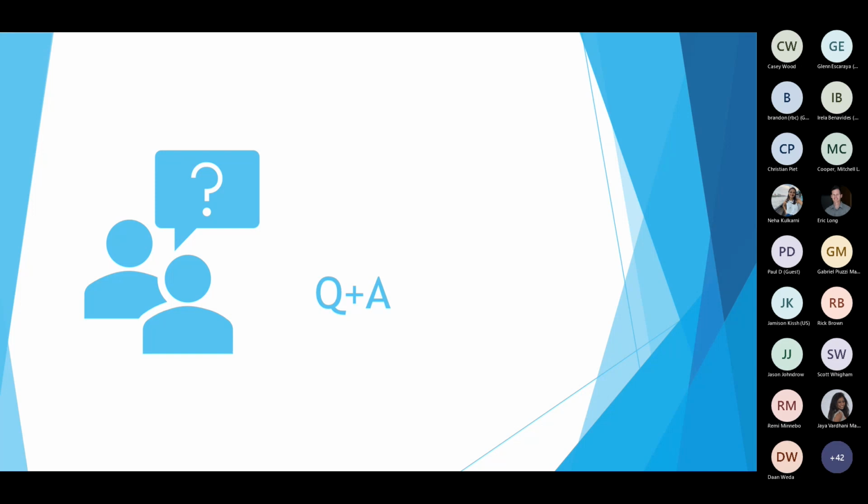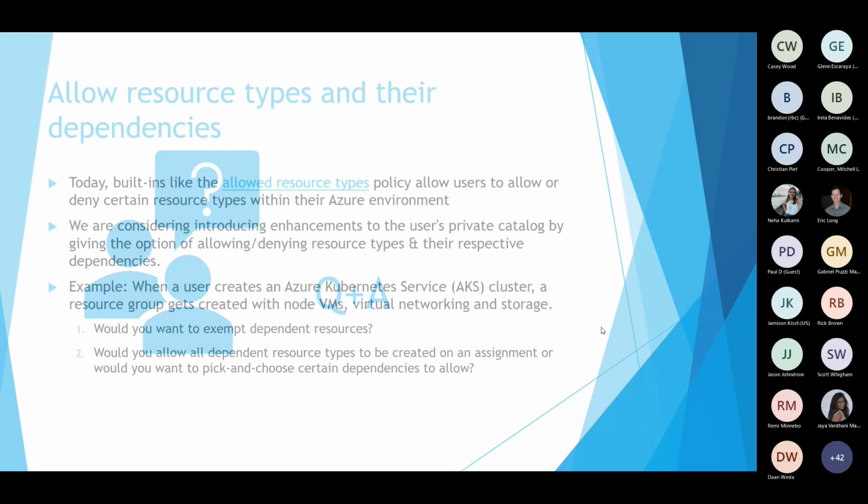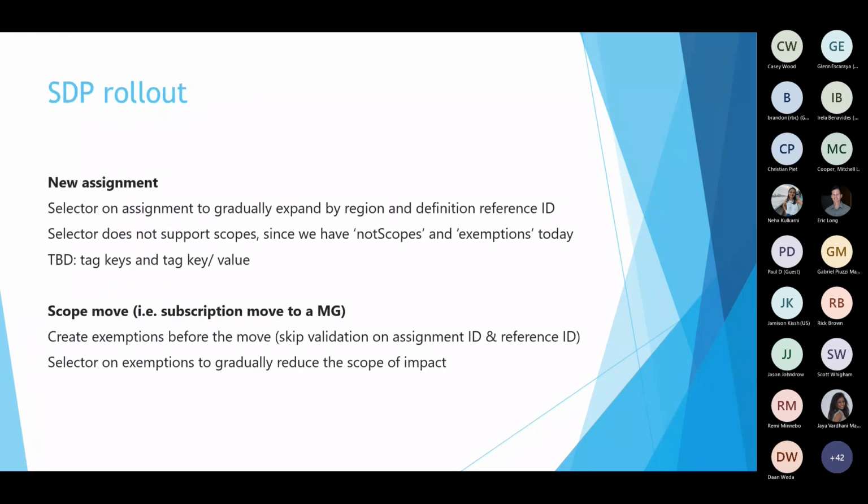Can you refresh my memory what Selector is? Oh, for the SDP rollout? Yes. So the selectors we have today are just for scope. You select whether you want subscription, resource group, or management group level. Those we call selectors. You could say filters, or applicable options. We'd be enhancing those and adding more. So we would have one for region, and one for maybe tags, keys, and values, and things like that.